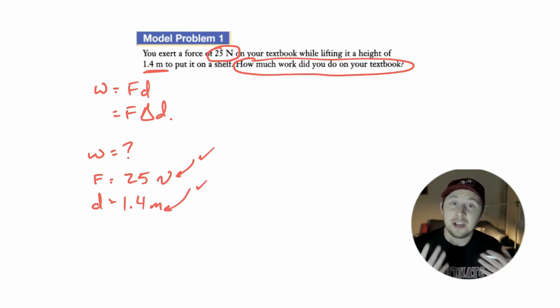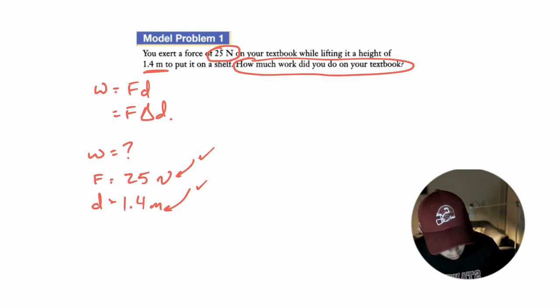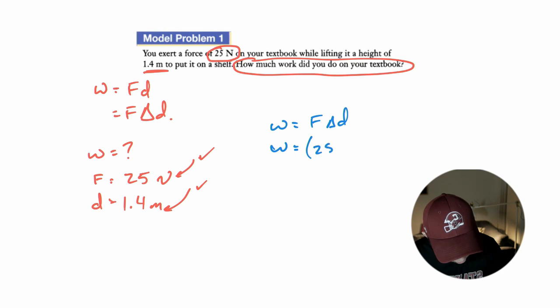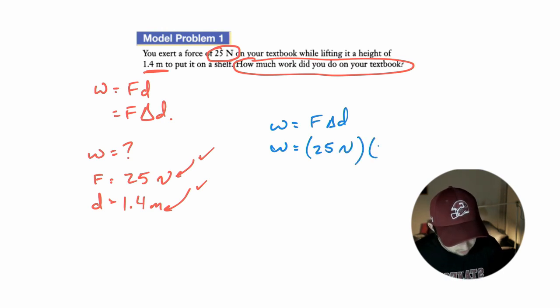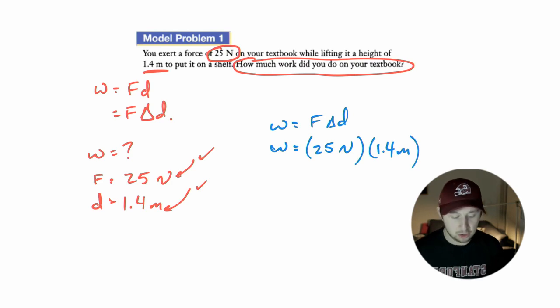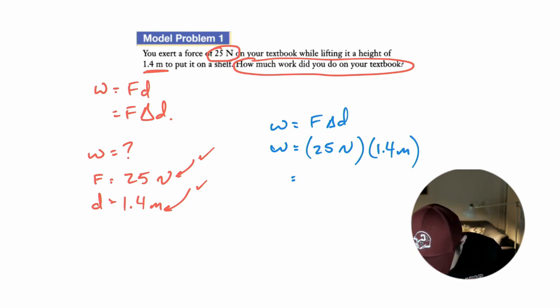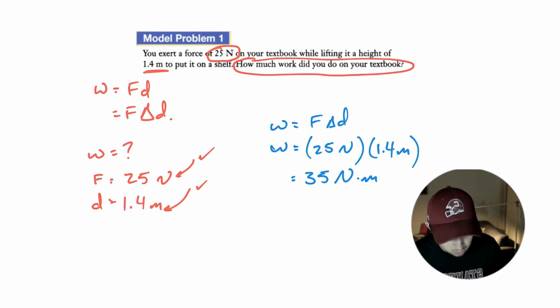So now what we can do is we can plug it all into our formula. So we know that work is equal to force times the change in distance. We know that work is equal to the force, which is 25 newtons, times 1.4 meters. We write it out like that. And so what we get, we punch that into our calculator. So 25 times 1.4 is equal to 35. Now, I'll write this two ways. 35 newton meters, newton times meters, which is the same thing as 35 joules.